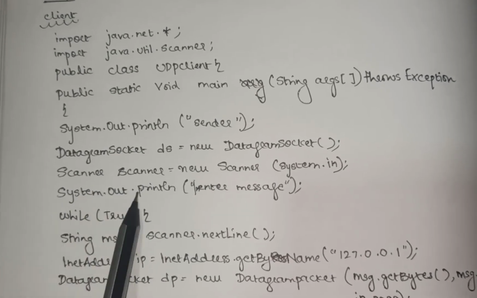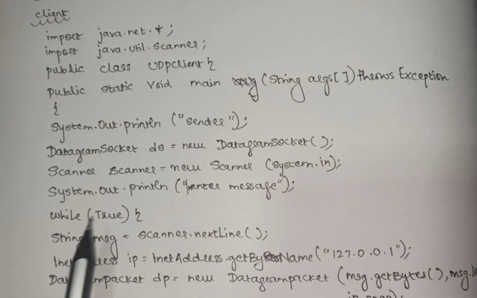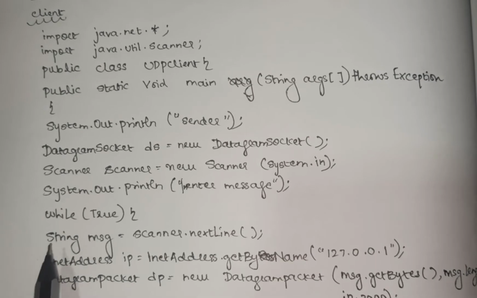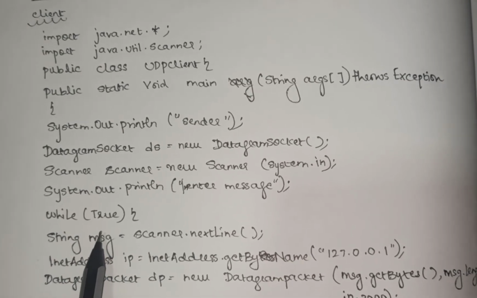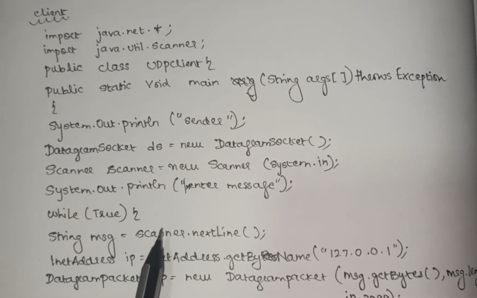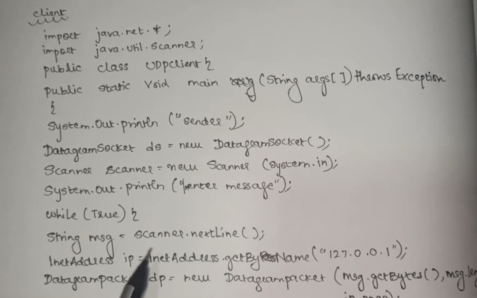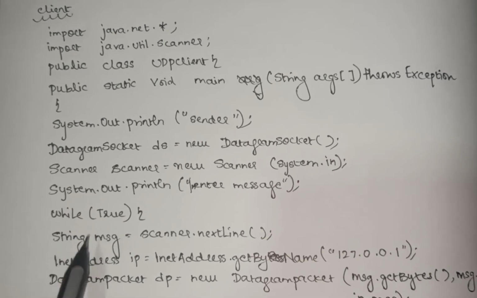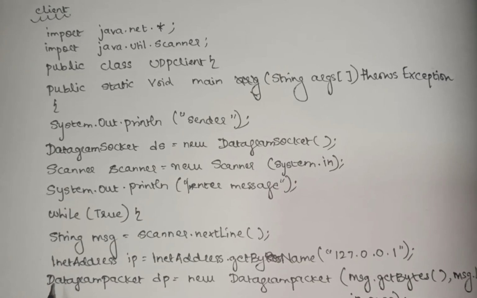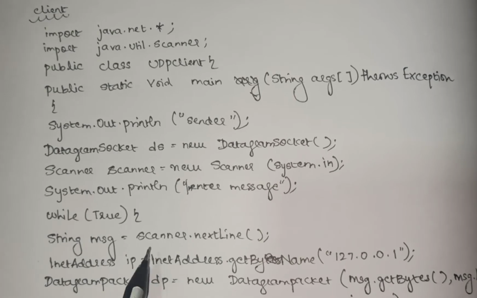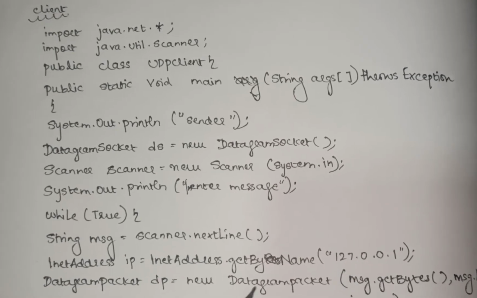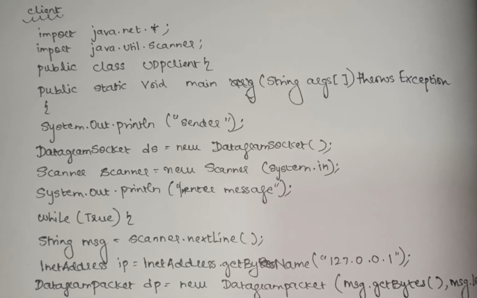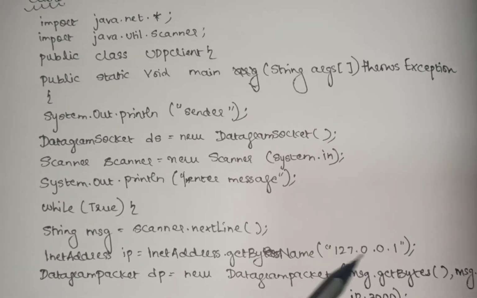Then you'll ask to enter the message, after which you'll run an infinite loop in order to get the message from the user. So that is a String which will be stored in String message, that is scanner.nextLine. It will use the scanner in order to get the message into the message variable that is of the type String. Then InetAddress, that is the IP address. Here you'll be using the localhost itself, because the server and the client will be running in the same system. That is why you'll use the localhost address.